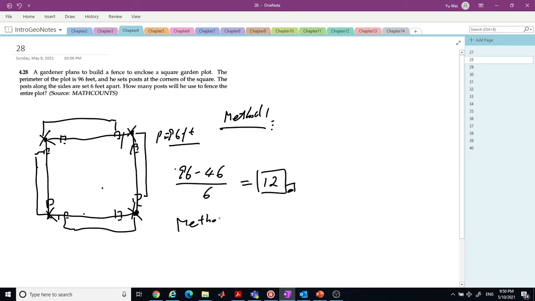Method 2 is very similar. You use 96 divided by 6, and it is 16, right? But you can see all the posts on the corners are double counted, right? So that's why we need to take out 4, which also equals 12.